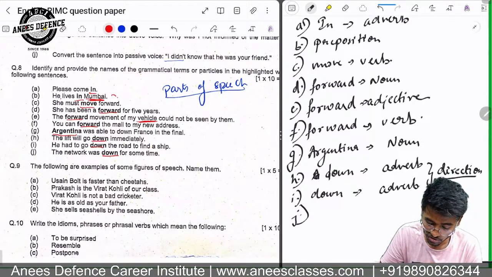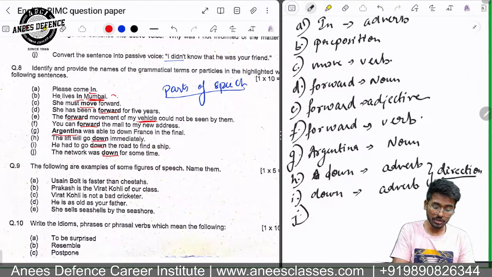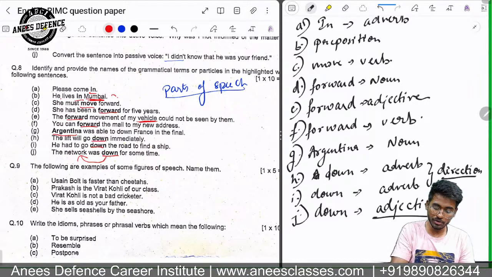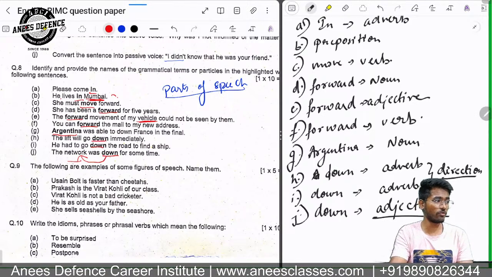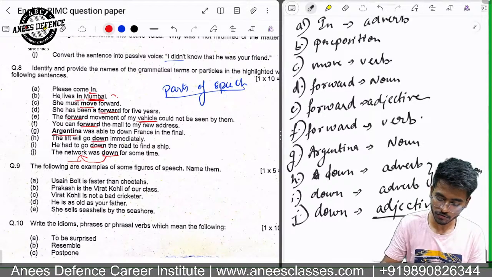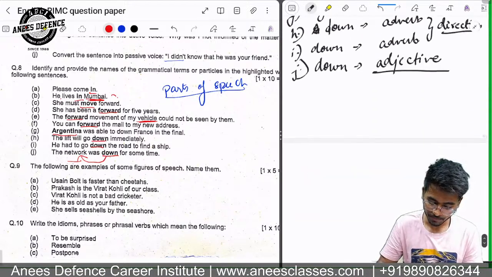Last question. The network was down for some time. Here the down is denoting the network, and network is a noun. So here down is nothing but an adjective. It is an adjective because down is giving more information about network, and network is a noun. And when someone gives more information about a noun or a pronoun, we have read that it is an adjective. So all the parts of speech we have completed. We'll move towards the next question, that is question number 9.